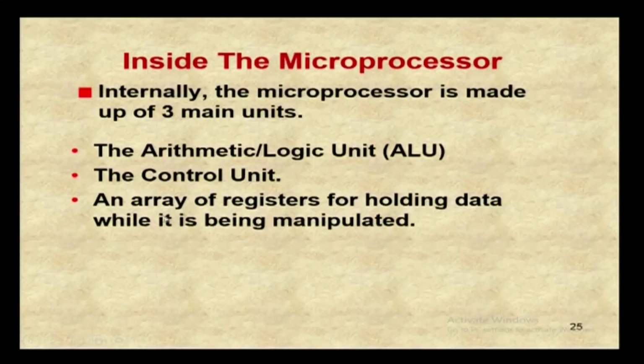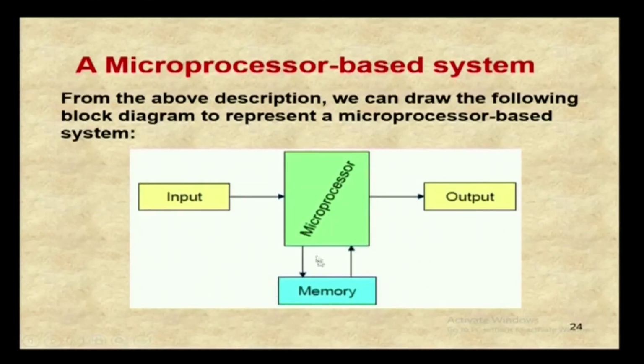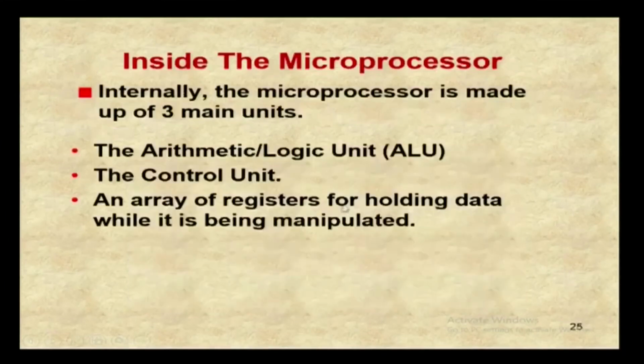And then it also contains a small amount of memory inside the processor itself. In the previous slide we saw the memory. So, we have a memory here, but the microprocessor also has a few locations, maybe less than 10. That memory is called registers. The memory inside the microprocessor is called registers.